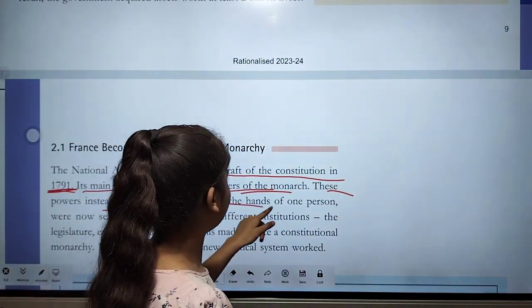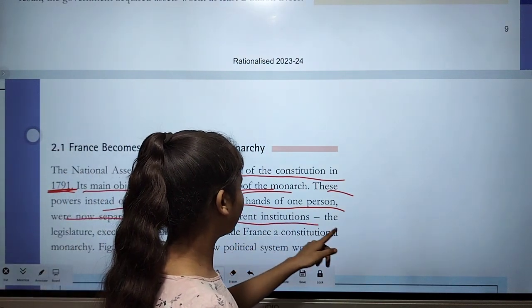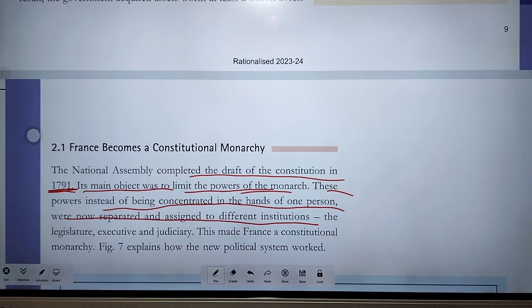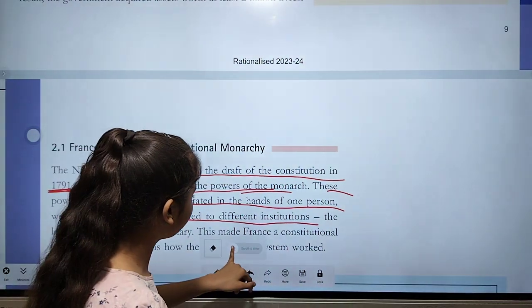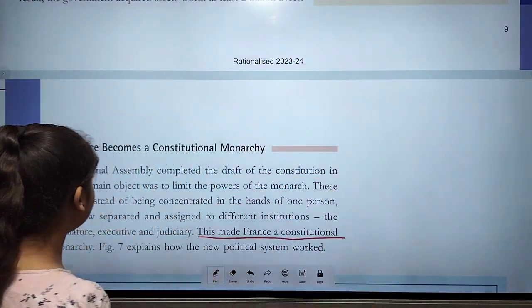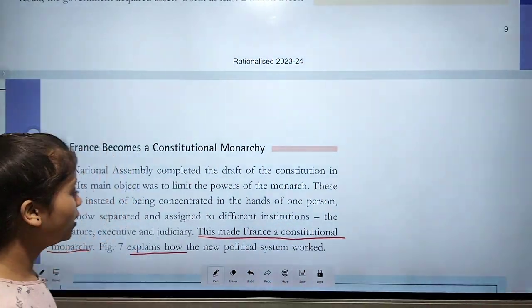These powers, instead of being concentrated in the hands of one person, were now separated and assigned to different institutions. It means the power is distributed to different persons, but earlier only the king had the power. Here the legislature, executive and judiciary were given their powers, so it is distributed among the three. This is the Constitution of France, which was completely drafted by the National Assembly. This made France a constitutional monarchy.